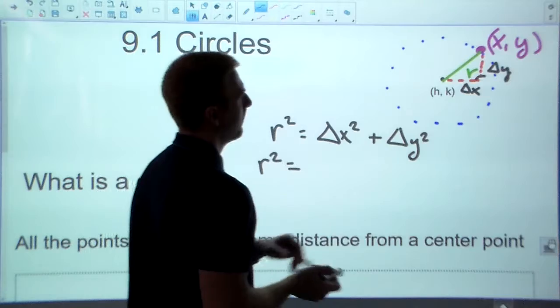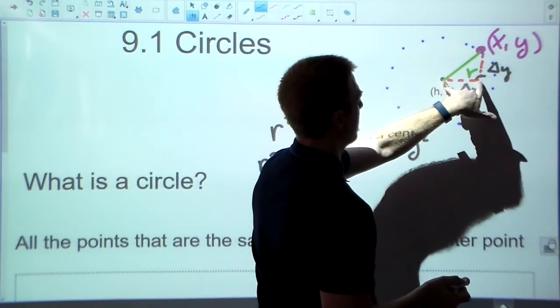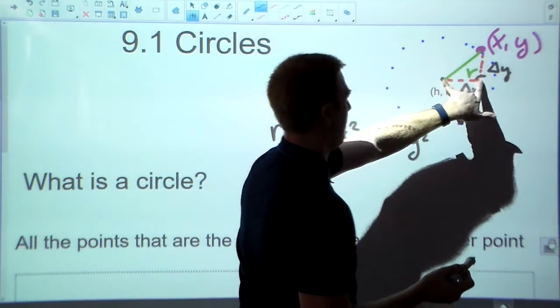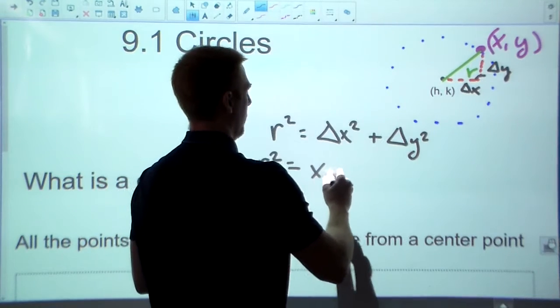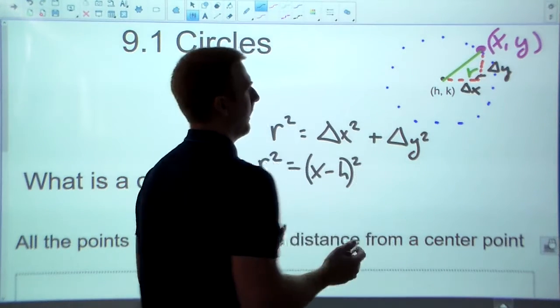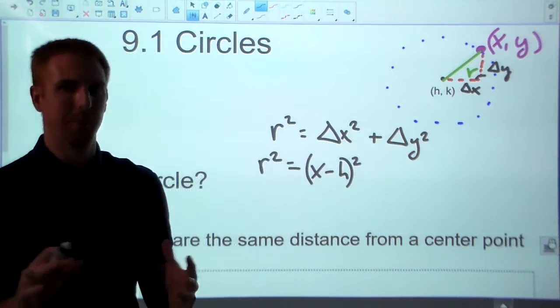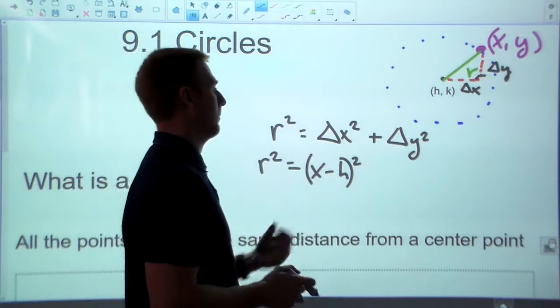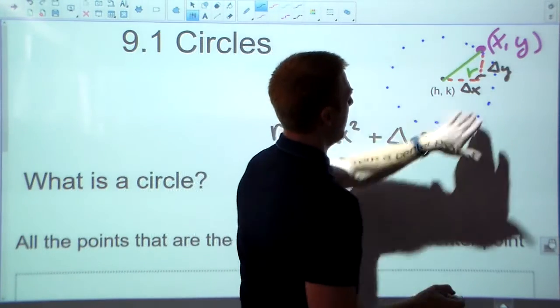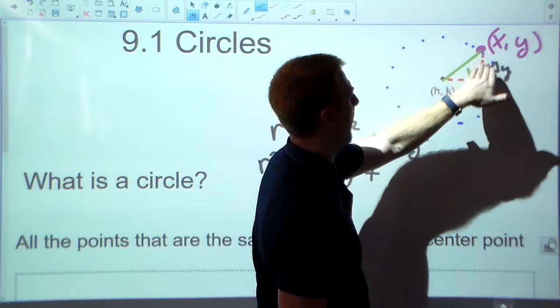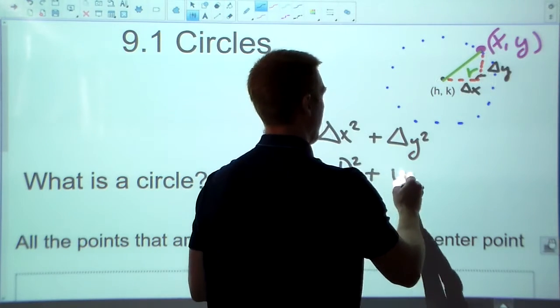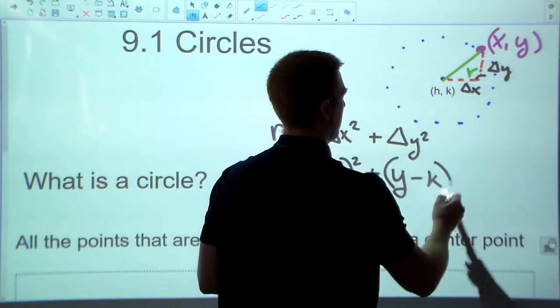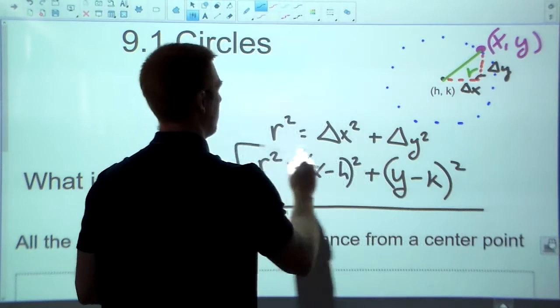So let's look at how we can define that. The change from this center point to this x coordinate would be, we'll call it, x minus h squared. You could call it h minus x squared, it really doesn't matter, but this is the typical format you'll see. And then to go from k to y, let's call it y minus k squared.